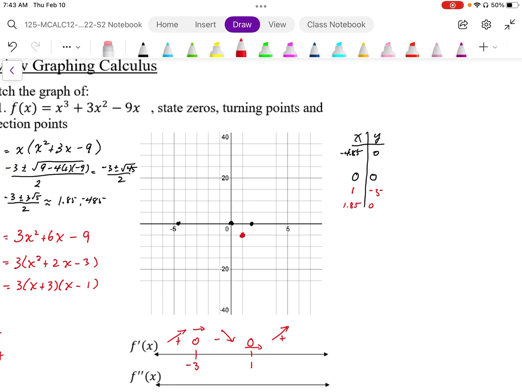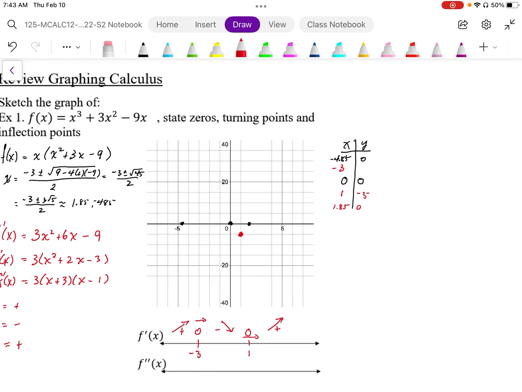Okay, my maximum point is going to happen at negative 3. So I plug negative 3 into this. So I get negative 27 plus 3 times 9, which is positive 27, so that's 0. And then negative 9 times negative 3 is positive 27. Okay, so at negative 3, positive 27, that looks like it's going to be somewhere around here. I'm going to have my max point.